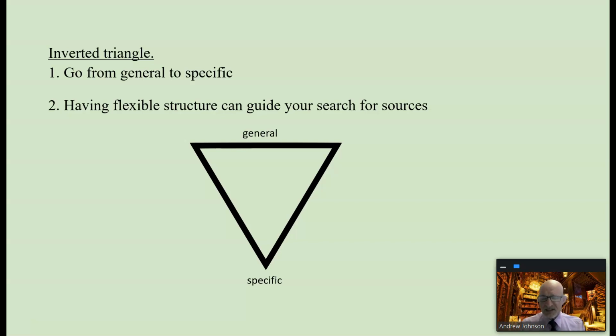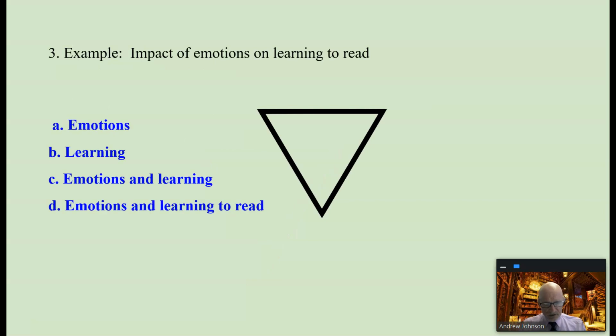It's flexible, meaning it always changes. For example, I was doing a literature review on the impact of emotions on learning to read. Inverted triangle. First, what did the literature say about emotions? What did it say about learning in general? Emotions and learning to read. General, tight focus, specific research question, the impact of emotions. What are the impact of emotions on learning to read? And this all brought me to a place where I was a knowledgeable expert and I could write a review of the literature.